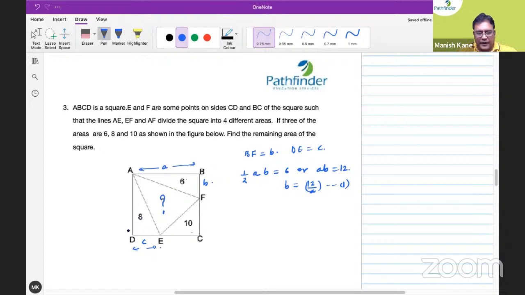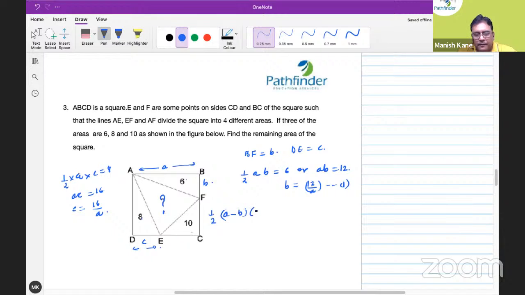Similarly, from triangle ADE, I have 1 by 2 into A, this is nothing but the area of a triangle, into C must be equal to 8. So AC must be equal to 16. So C must be equal to 16 by A. Correct?